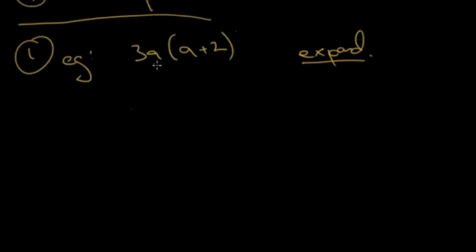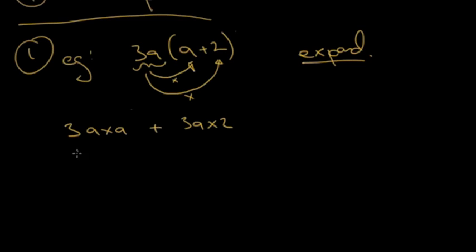What we've got to do in this case is take this whole term and multiply it by this, and also multiply it by this. So we take 3a times a, plus 3a times 2. A good way to think about this is that we can also think of it as 3 times a times a, plus 3 times a times 2.